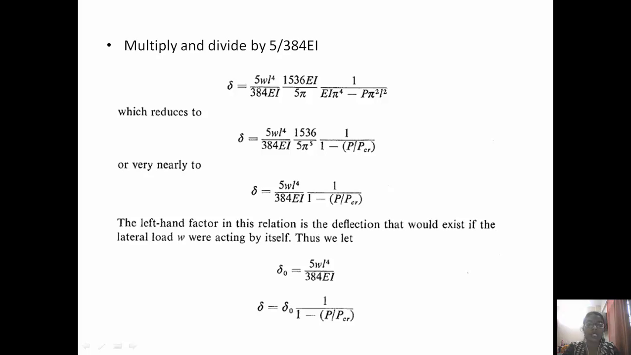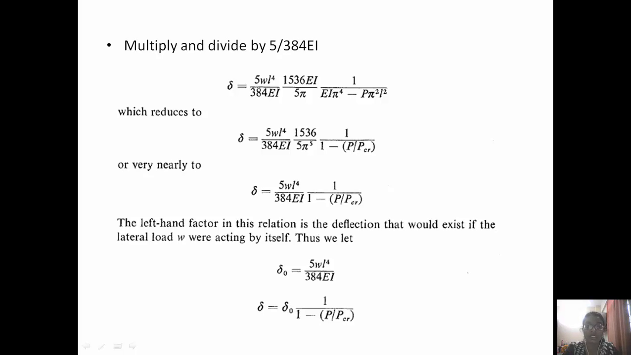We multiply and divide the obtained equation by 5 into 5 divided by 384 EI, and we obtain delta as 5WL raised to 4 upon 384 EI into 1536 EI upon 5 pi into 1 upon EI pi raised to 4 minus P pi square upon L square, which reduces to delta is equal to 5WL raised to 4 upon 384 EI into 1 by 1 minus P by PCR.